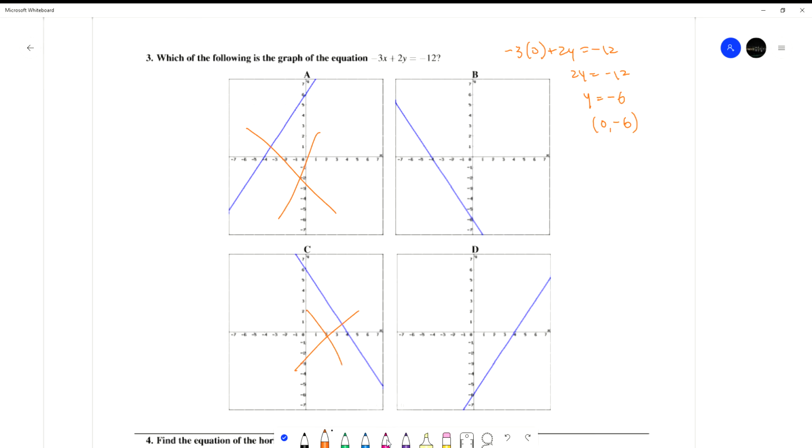Next, I'm going to plug in 0 for y. So negative 3x plus 2 times 0 equals negative 12. So negative 3x is equal to negative 12. Divide by negative 3, and you have x is equal to positive 4. So my x-intercept is 4, 0. So this gives me 4, 0, 0, negative 6. So the correct answer is D. All right, any questions there? All right, moving on then.